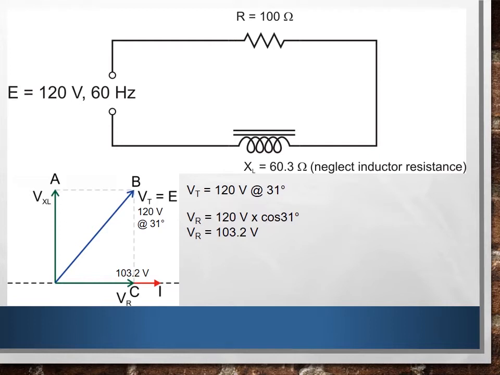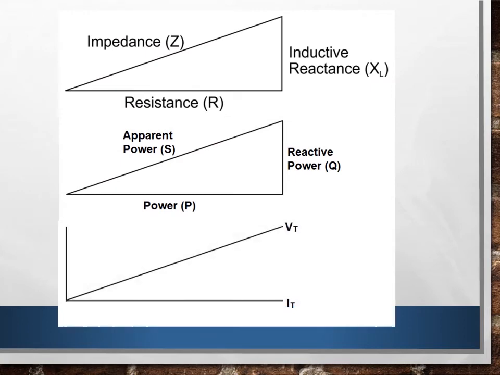VXL, since that is my vertical aspect, would use sine. Same formula, except instead of cosine, we're going to use sine. So E times the sine of theta. In this case, 61.8 volts. Now we've completed our phasor diagram. We can see our in-phase component, we can see our out-of-phase component, and we can see our circuit total.